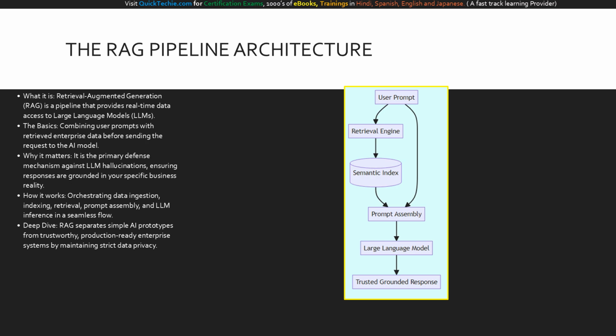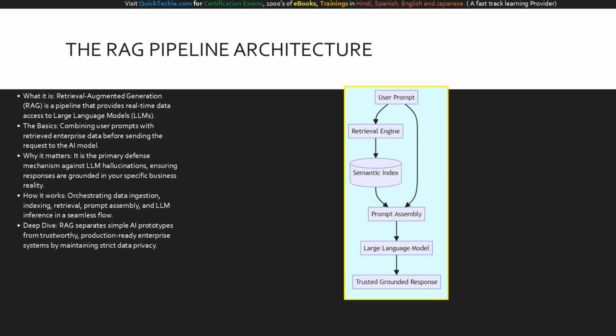The pipeline seamlessly handles indexing, retrieval, and prompt assembly. When an AI agent needs to answer a user's question, the RAG pipeline rapidly retrieves the most relevant context from your organized data and dynamically injects it into the prompt. This empowers the AI with real-time, domain-specific knowledge, preserves strict enterprise data privacy, and serves as the primary defense mechanism against AI hallucinations in critical business applications.